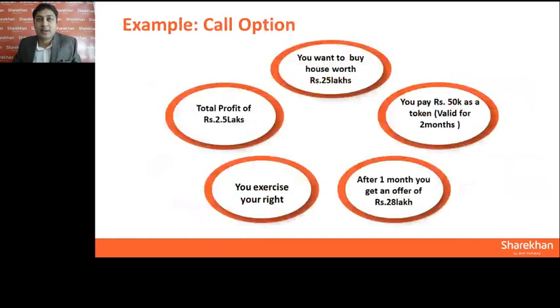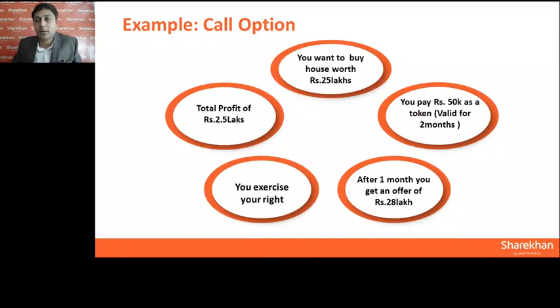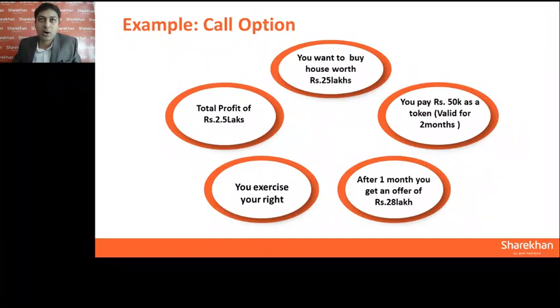Example, a very simple example which many people have dealt with in the past. First, if you want to buy a house for 25 lakh rupees, many times we need to arrange for cash or a bank loan. So we end up paying a token amount of maybe 50,000 rupees, which is valid for 2 or 3 months.